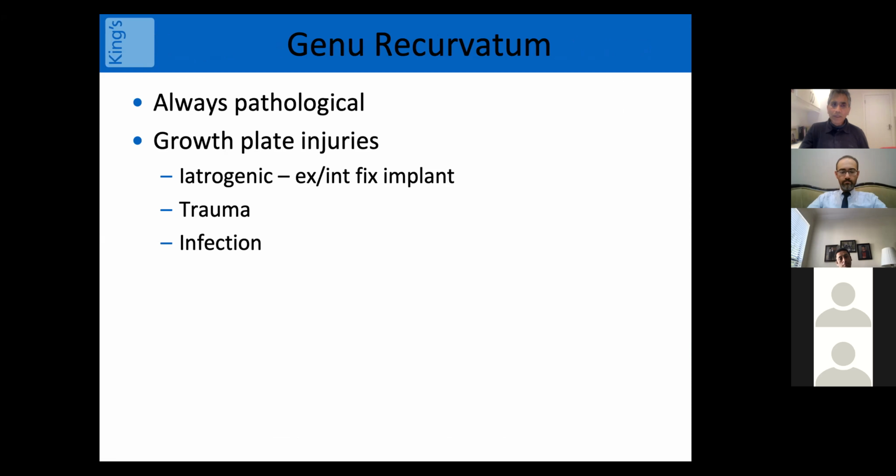It's always pathological. There is no physiological genu recurvatum. So this is important to understand. And most of the times it's iatrogenic. In my practice, I probably see 1 in 5 years, and it's quite often a pin going through or somebody put a screw very close to it. And infection is also another source of trouble, but very, very rare. It's mainly the trauma.